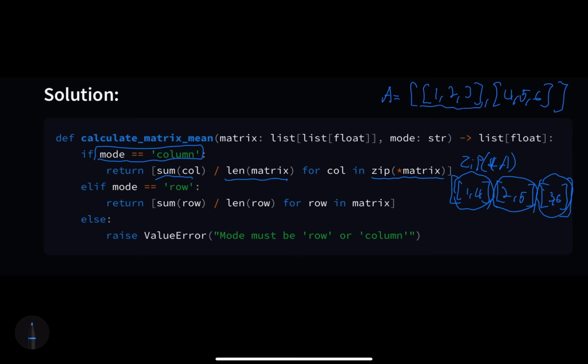For a row, it's relatively simple. If we look up here, this is the first value of the row, so this would be the first loop process. So we take the sum of 1, 2, and 3, and then we divide it by 3 because there's 3 values in there. And we do the same exact thing for the second part. So that's how we get the row mean. And in cases where, for whatever reason, the row or the column wasn't specified, we raise an error. That's the basics on how to calculate the mean of a row or a column.